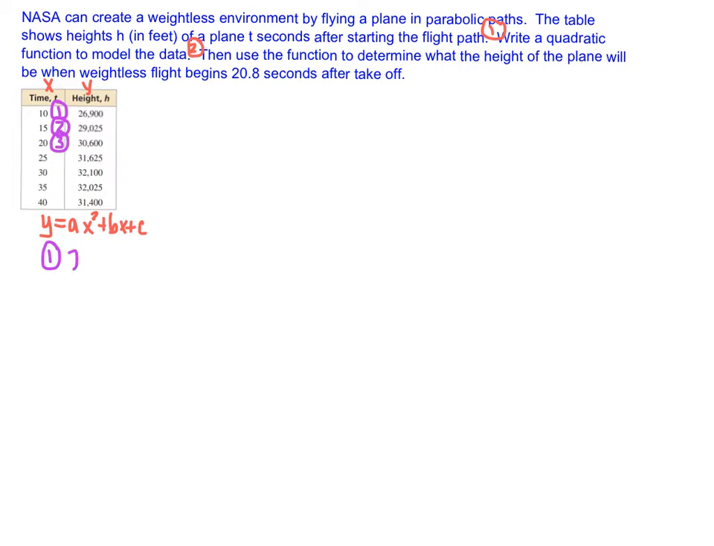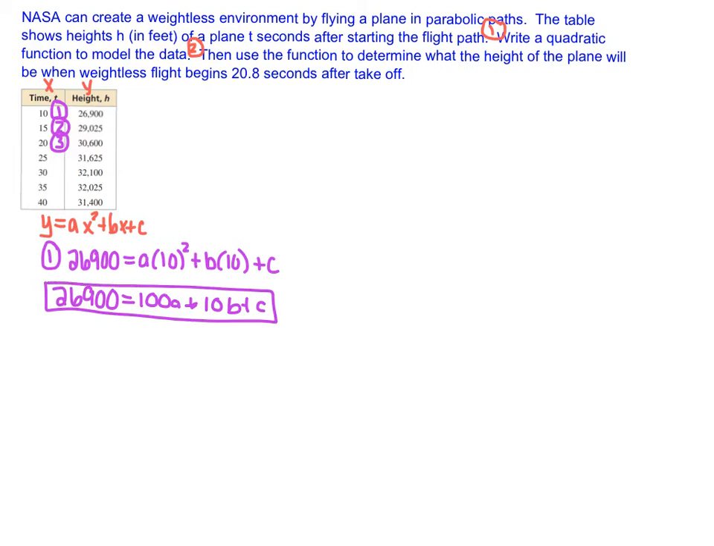So here I have a y value of 26,900 is equal to a times, we have 10 squared, plus b times 10 plus c. So that becomes 26,900 is equal to, well, 10 squared is 100, so 100a plus 10b plus c. So there is my first equation.